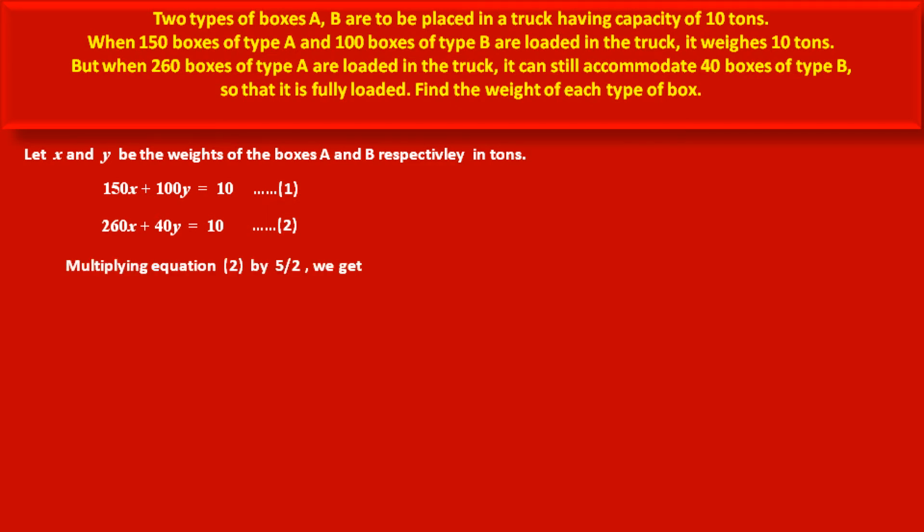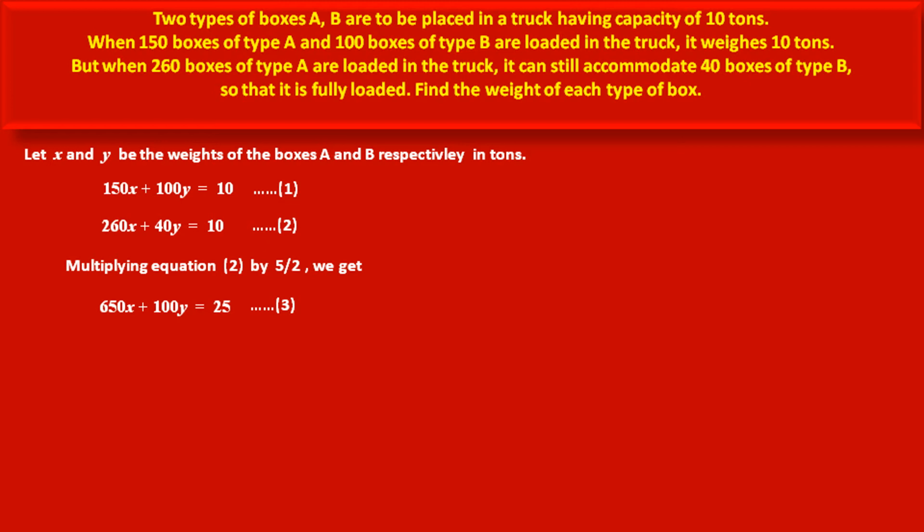Now to solve these two equations simultaneously, we have to make the coefficients of one of the variables equal. So to make the coefficients of variable y equal, we have to multiply equation 2 by 5 upon 2, so that we will get coefficient 100 for y. So we get 5 upon 2 into 260, that is 650x, plus 5 upon 2 into 40, that is 100y, is equal to 5 upon 2 into 10, that is 25. This is our equation number 3.